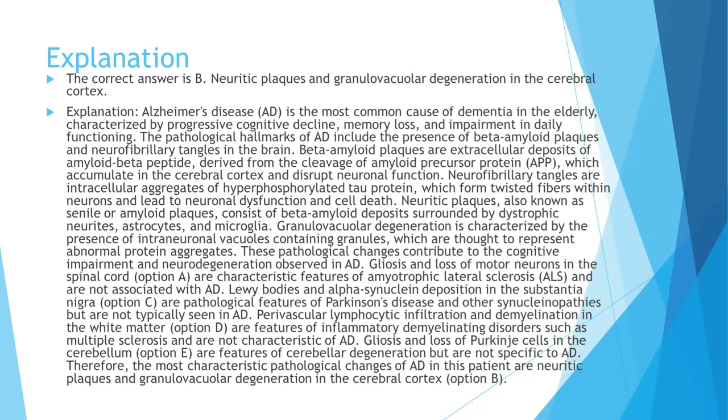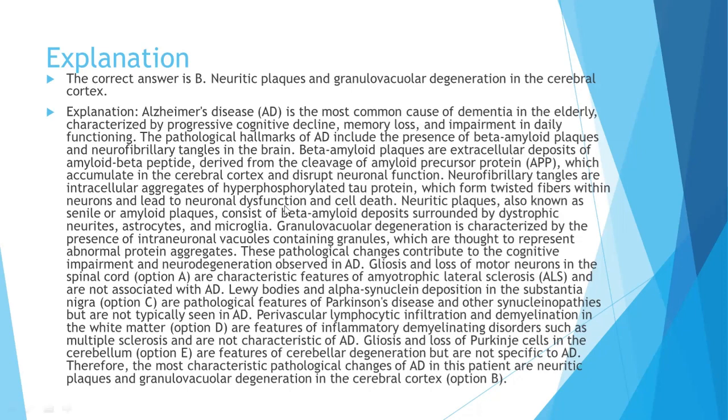Alzheimer's disease is the most common cause of dementia in the elderly. The pathological hallmarks include the presence of beta-amyloid plaques and neurofibrillary tangles in the brain. Beta-amyloid plaques are extracellular deposits of amyloid beta peptide derived from the cleavage of amyloid precursor protein, which accumulate in the cerebral cortex and disrupt neuronal function. Neurofibrillary tangles are intracellular aggregates of hyperphosphorylated tau protein, which form twisted fibers within the neurons and lead to neuronal dysfunction and cell death.